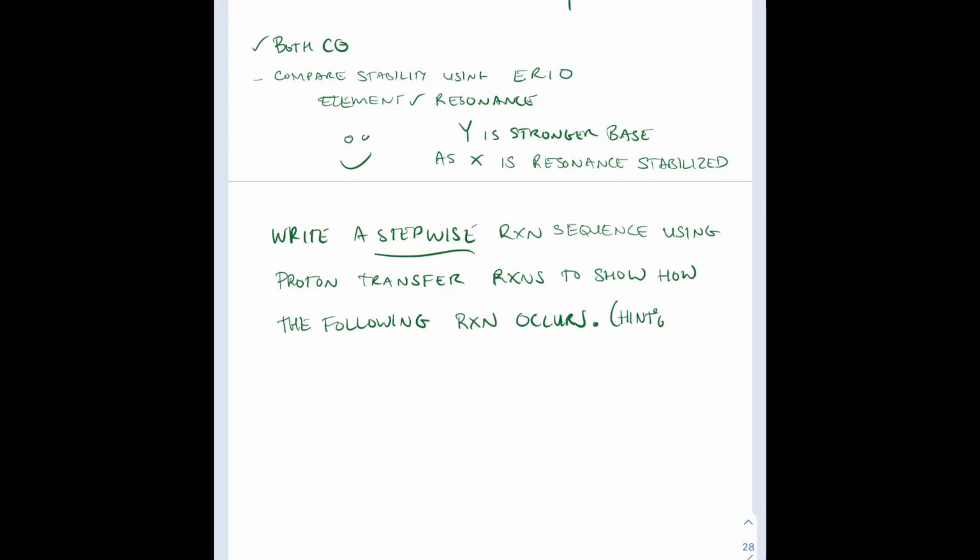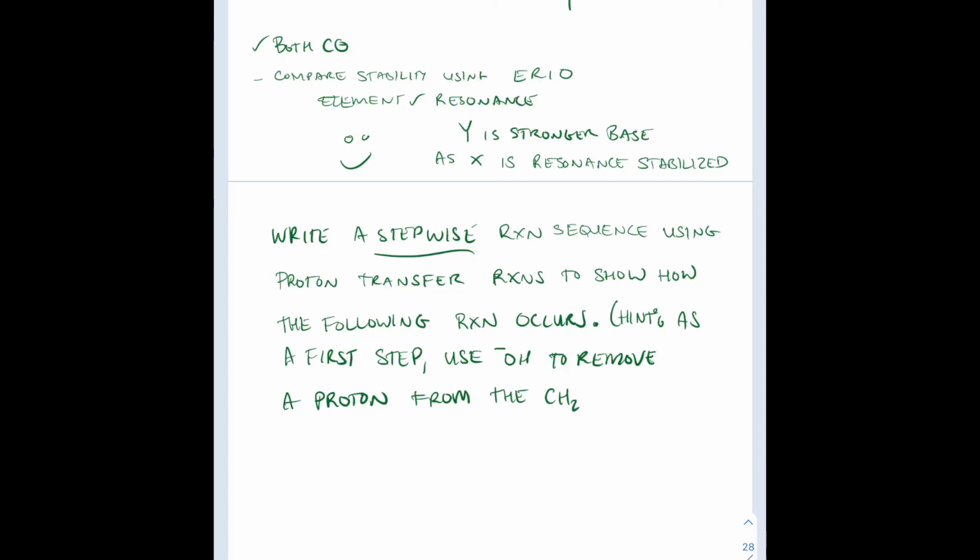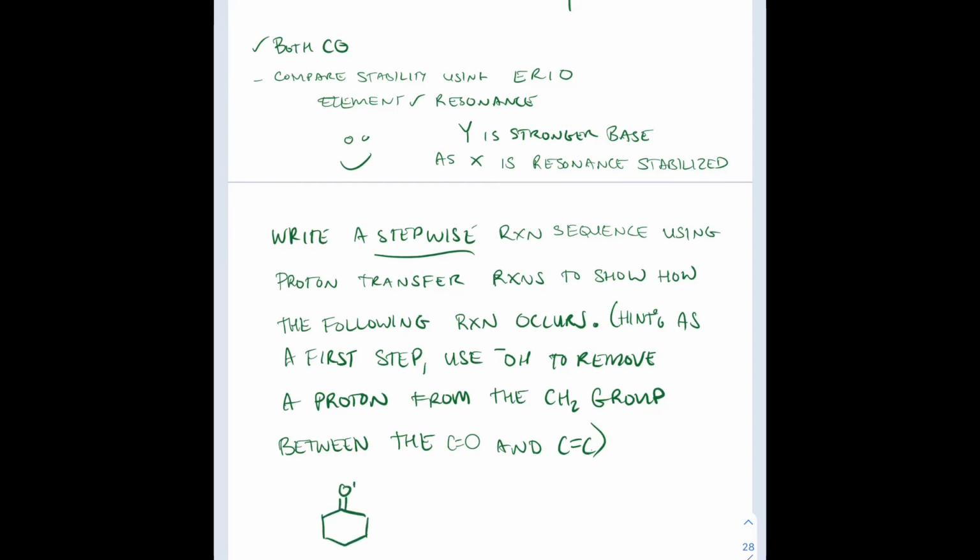the following reaction occurs, and so we have a hint here in this problem, and that's as a first step, use a hydroxide to remove a proton from the CH2 group between the CO and the CH2. I'm sorry, and the CC. We have a CH2 group. So let's draw it out and then let's see what happens.